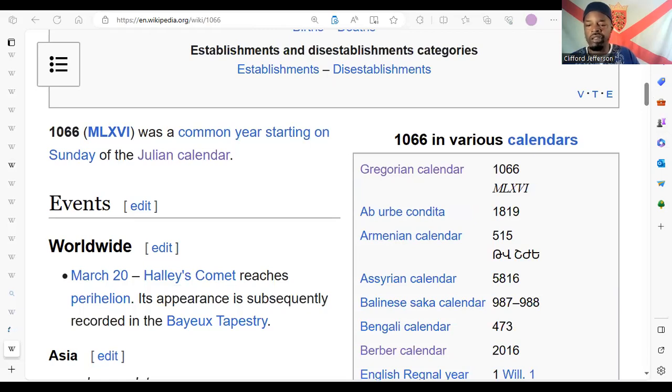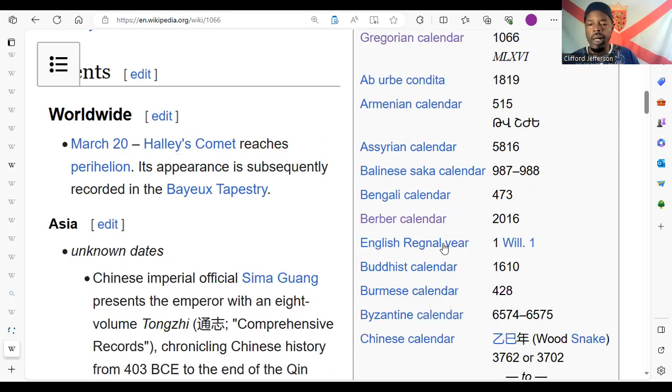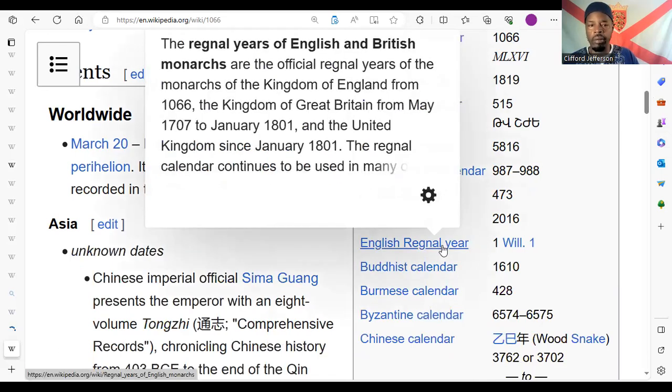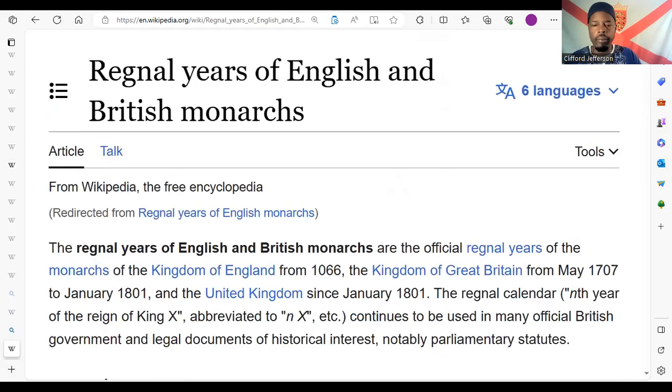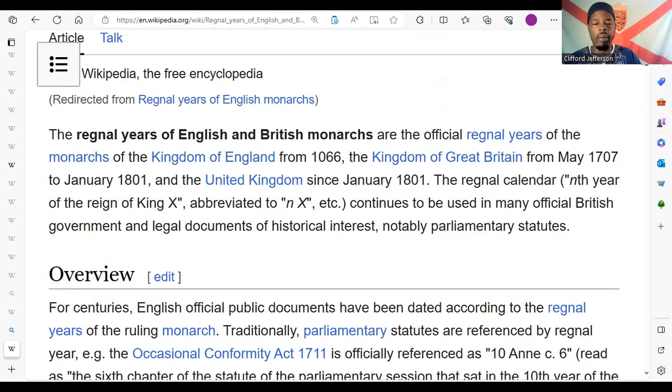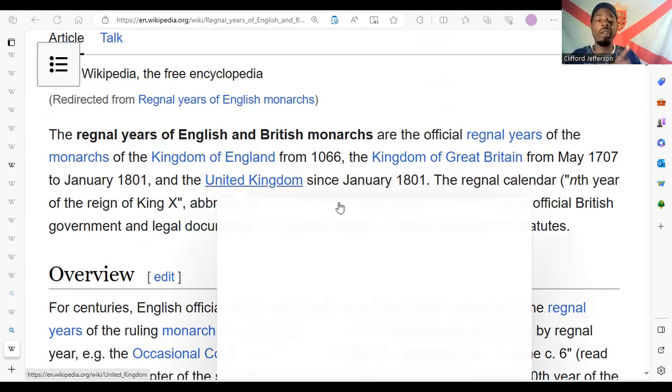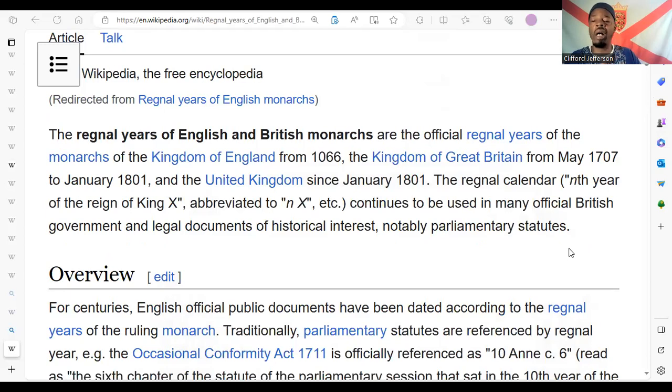As you can see, English king Regnal year. Let me just click that for some clarity. As you can see, our ancestors were Berber kings. It says the Regnal years of English and British monarchs are the official Regnal years of the monarchs of the Kingdom of England from 1066. Did y'all hear that?